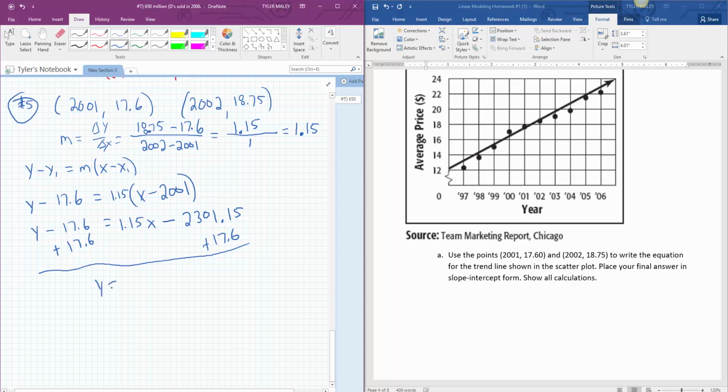So I get y equals 1.15x. So take our previous answer and add 17.6 to it. So I would get minus 2,283.55. Right, that's what I get. So this is my equation in slope-intercept form, right? Remember, slope-intercept form is y equals mx plus b, right?